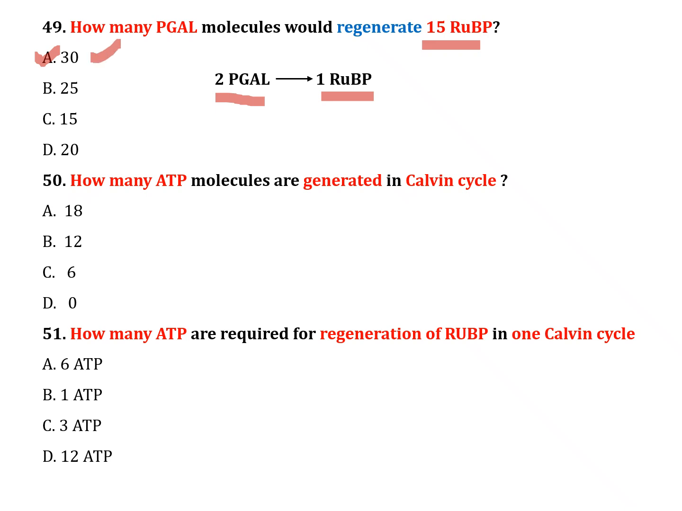The next question, number 50. How many ATP molecules are generated in Calvin cycle? Option A 18, option B 12, option C 6, option D 0. The correct answer is option D 0.